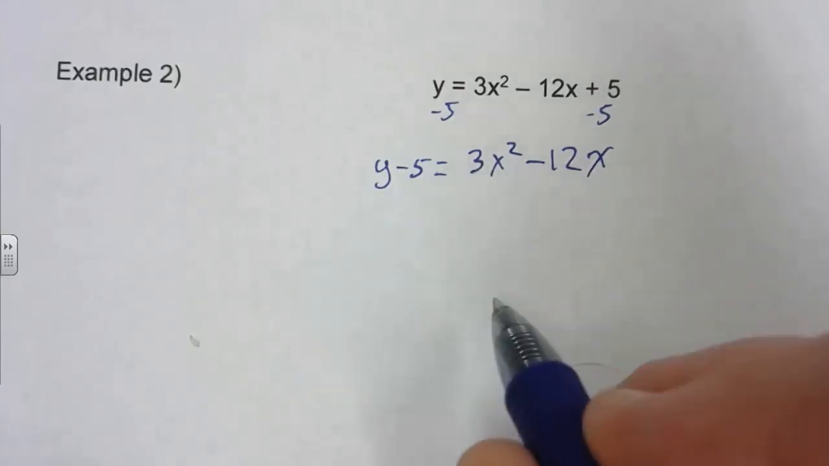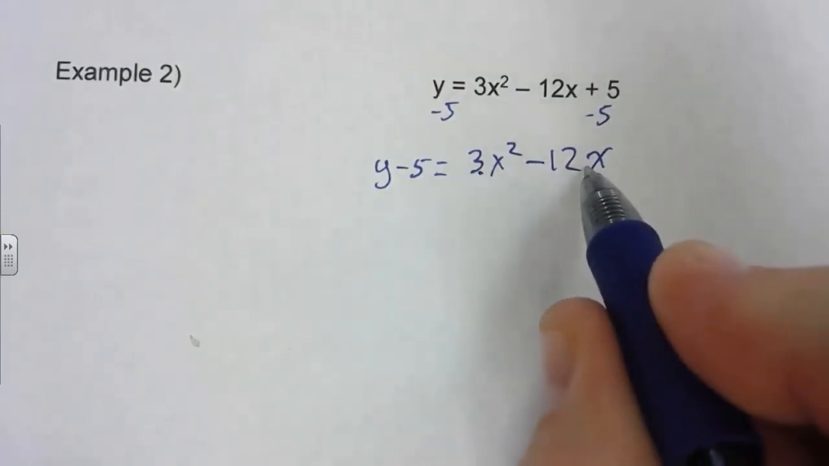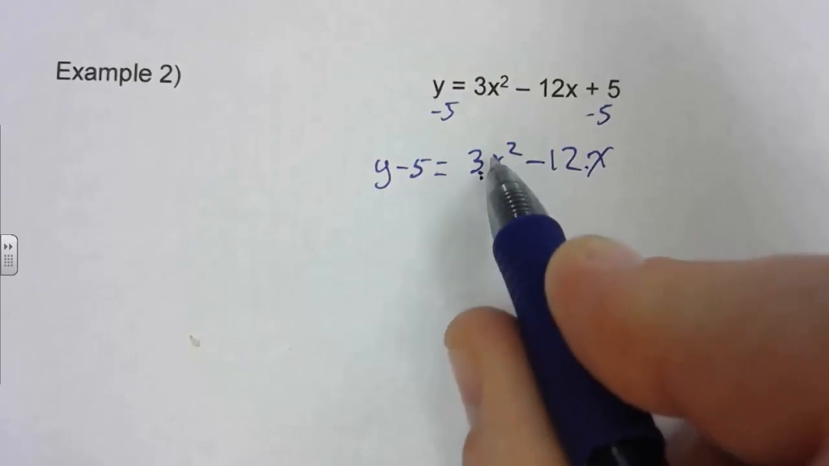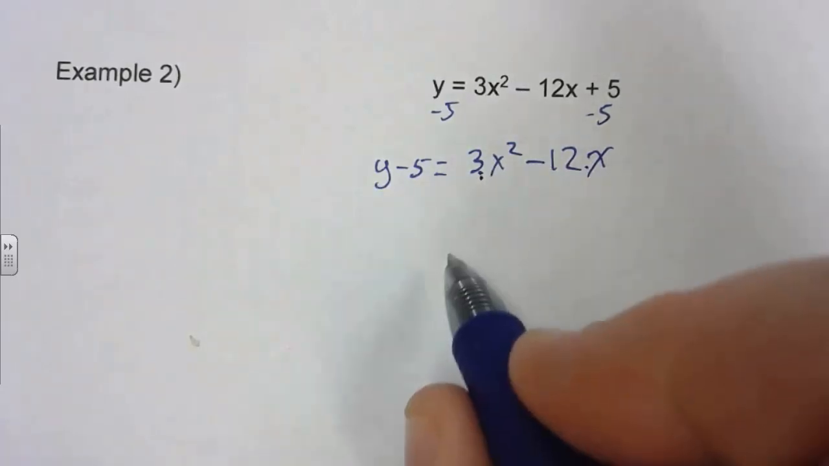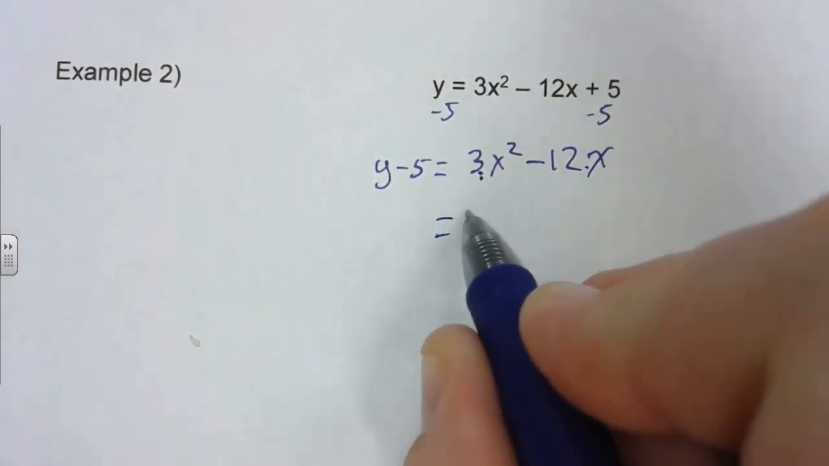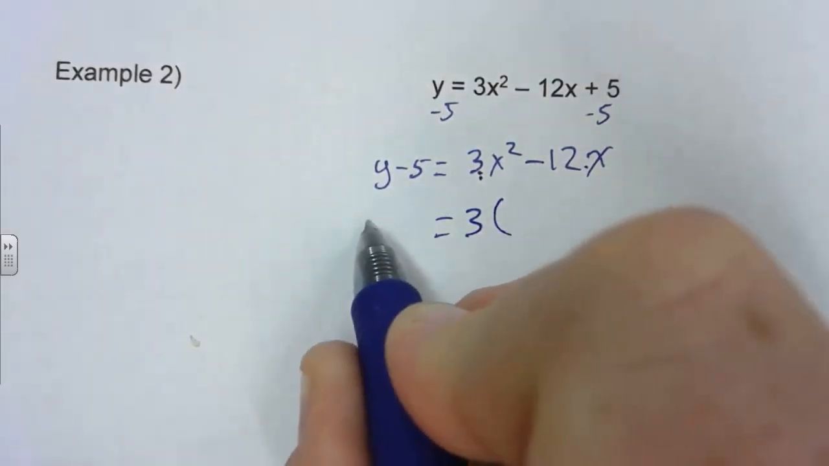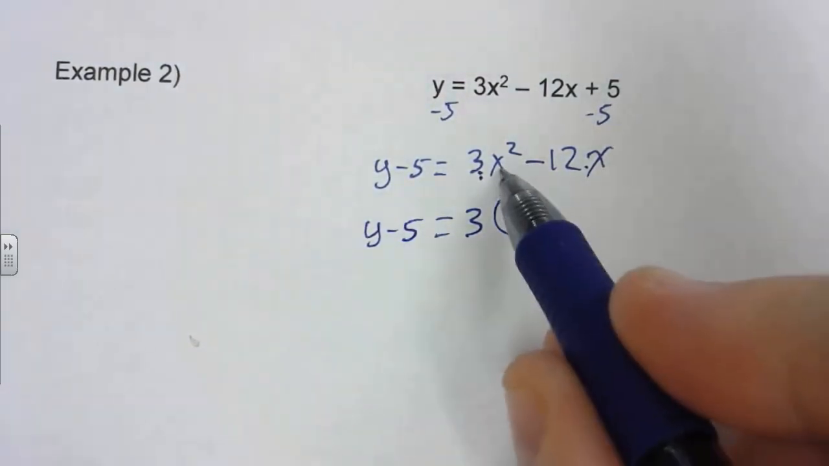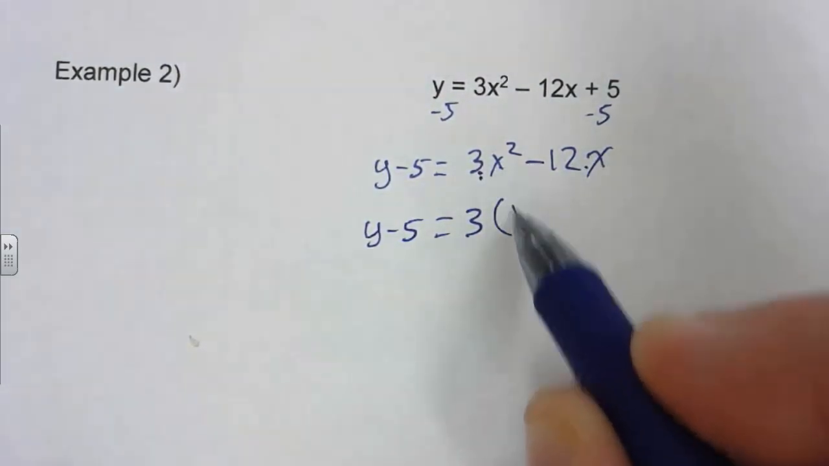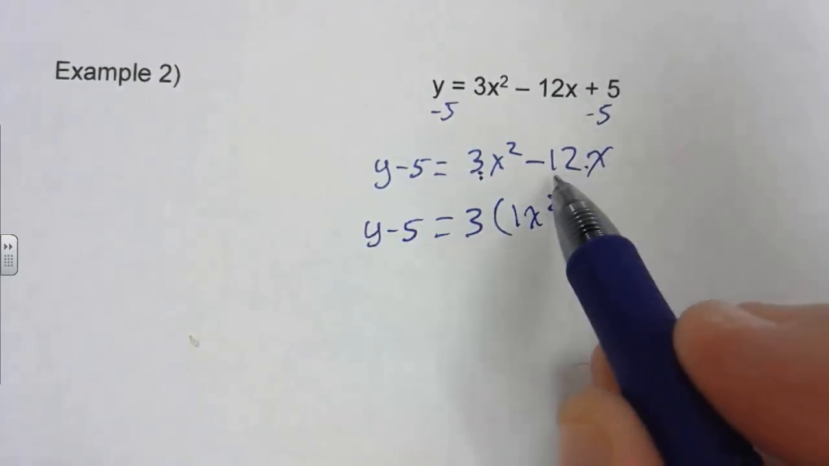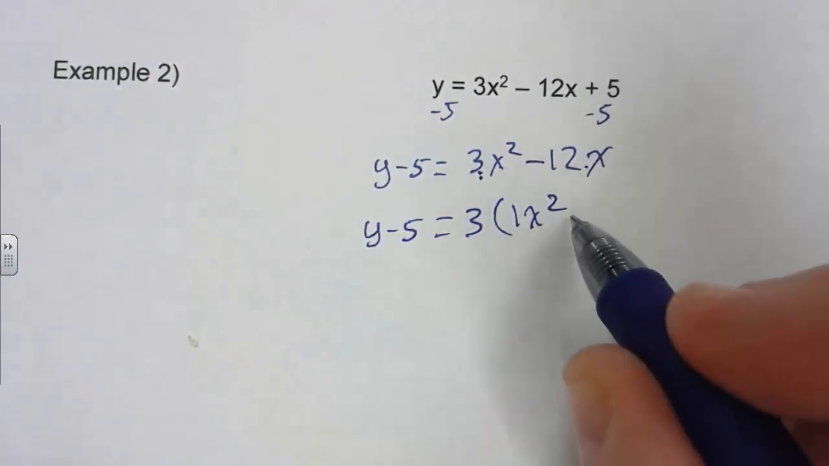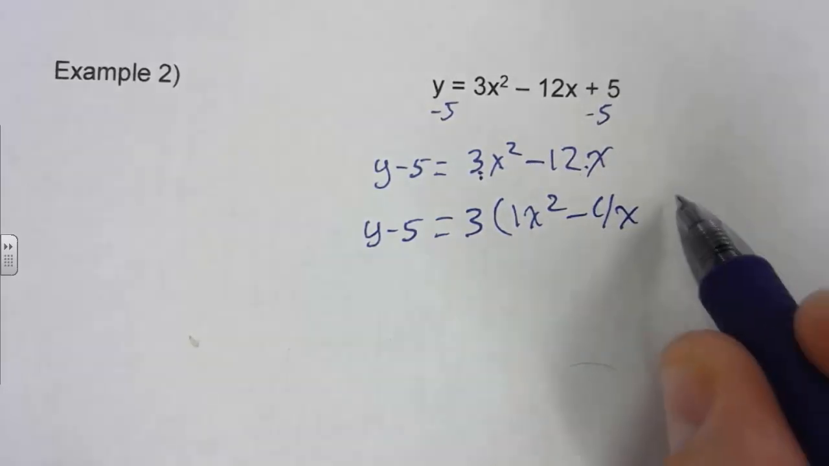So the way we're going to fix that is we're going to factor a 3 out of both of these so that what's left over in front of this x squared ends up being a 1. So when I factor a 3 out, I'm going to bring my y minus 5 down. When I factor a 3 out of this, I'm left with a 1x squared. And when I factor a 3 out of this, I'm left with a minus 4x.